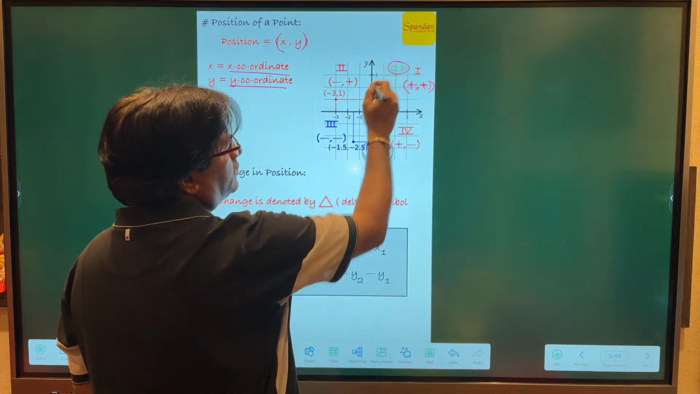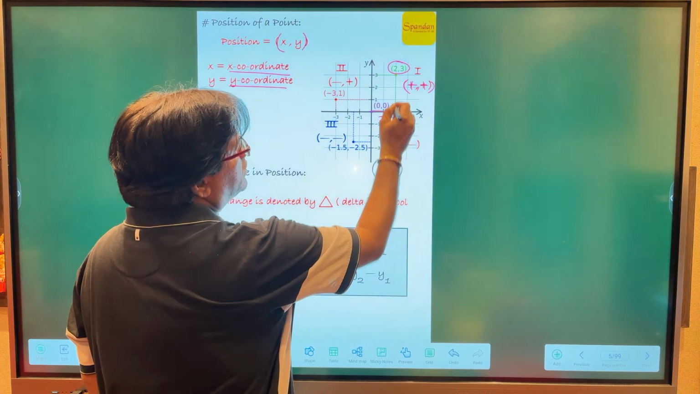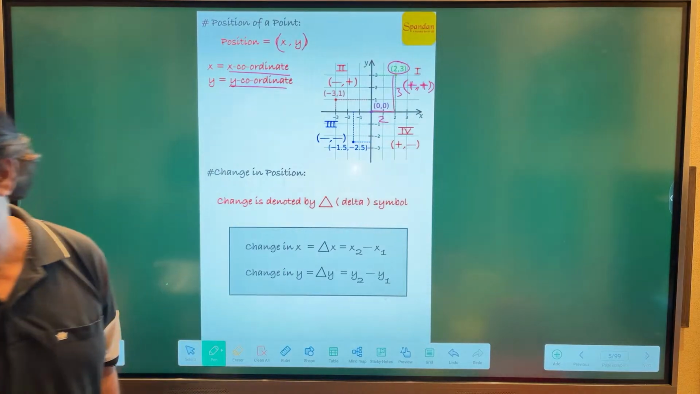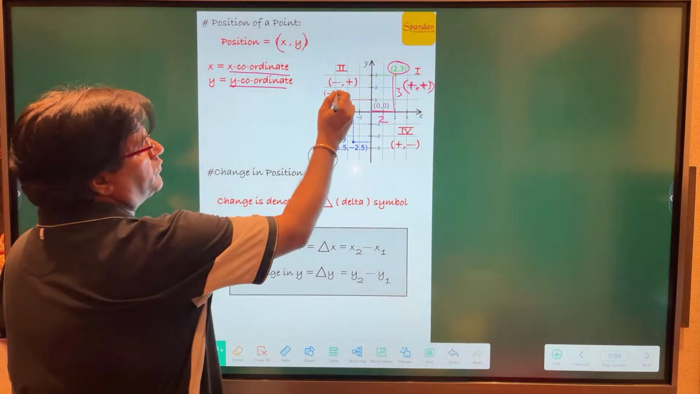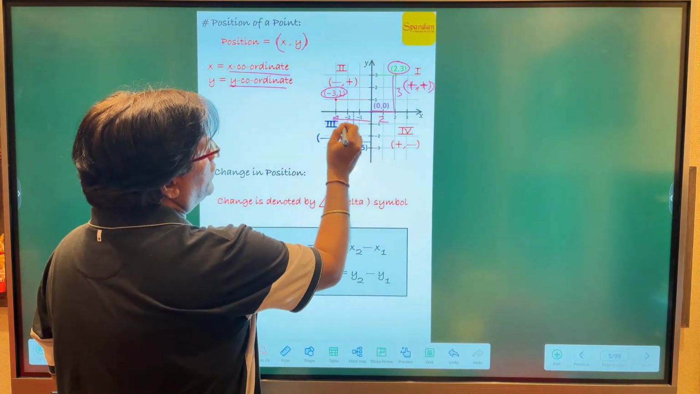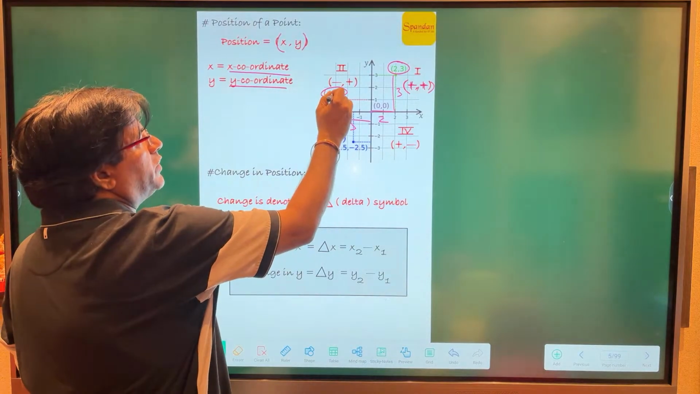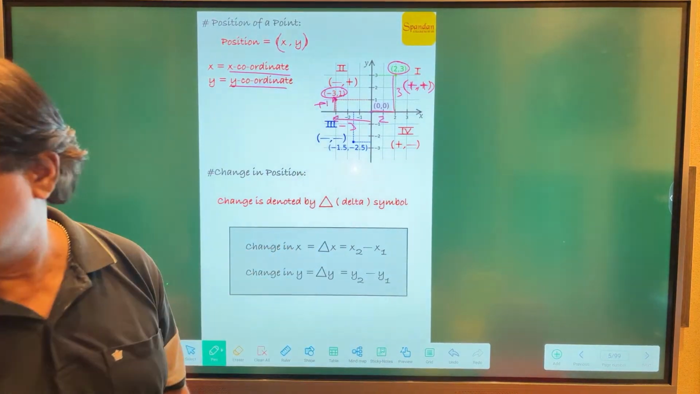And some point is say (2, 3). That means on this side we have to move by 2 units, and on this side we have to move by 3 units vertically, right? Suppose we have to reach (-3, 1). That means we have to move towards the left by 3 units and vertically up by 1 unit. Clear? Understand?